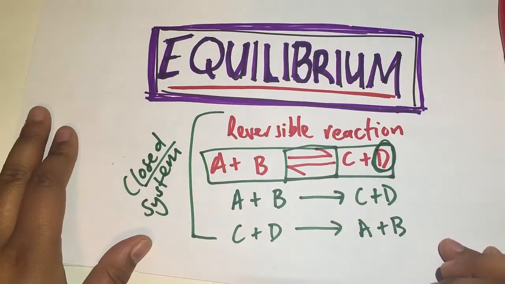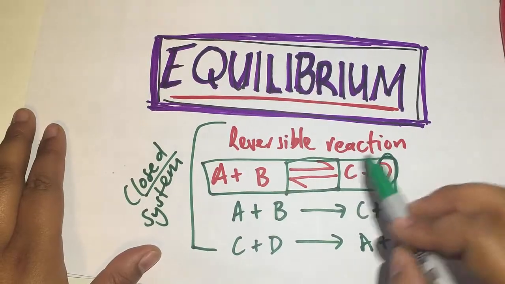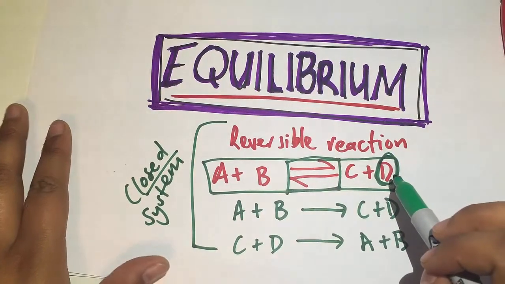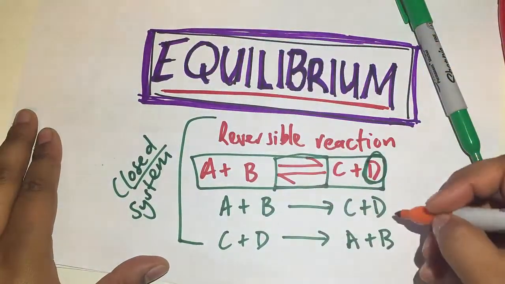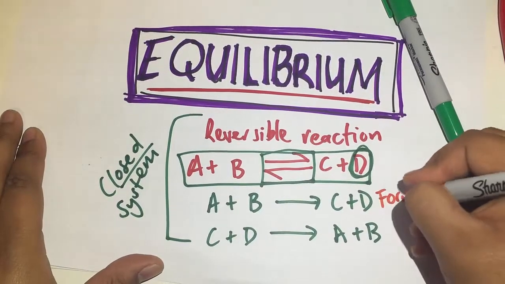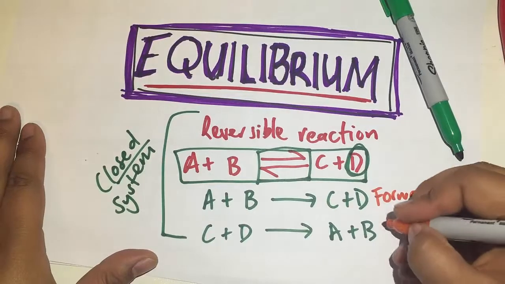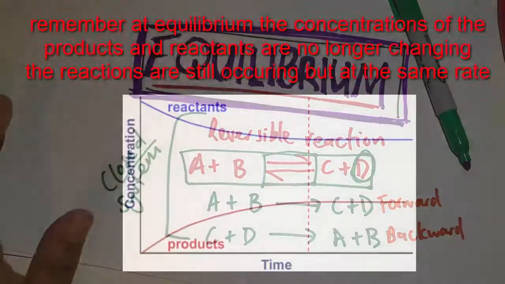So when we're looking at equilibrium, we're not looking at how fast we are making our products here. It's about how much of those products are being made, and that gives us an idea of whether the forward reaction is producing more, or is the backward reaction producing more?